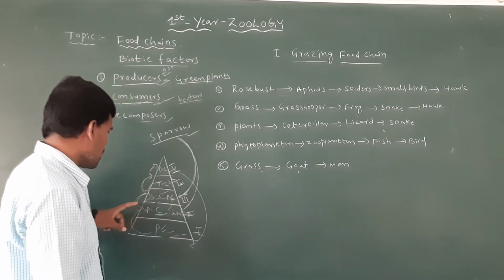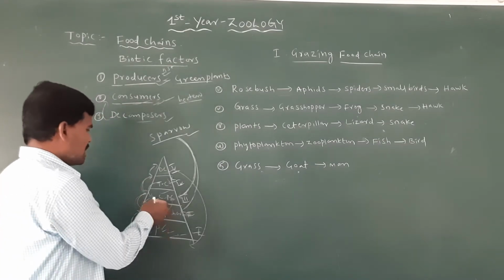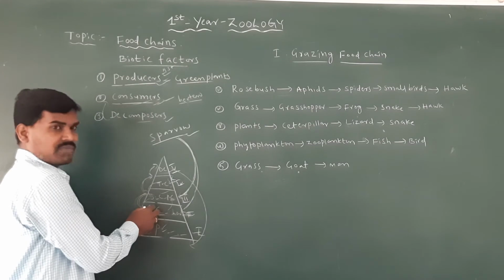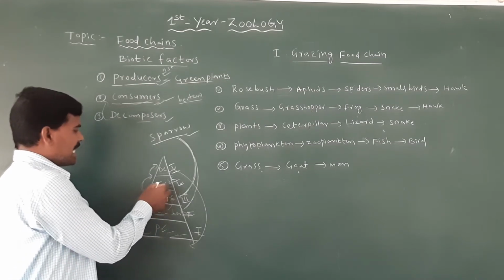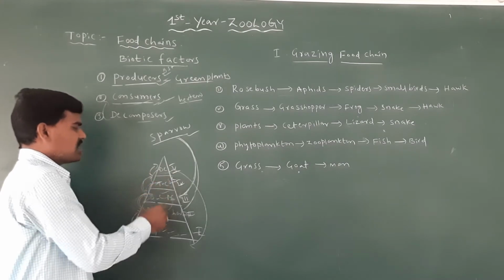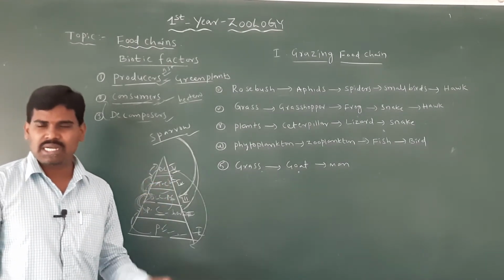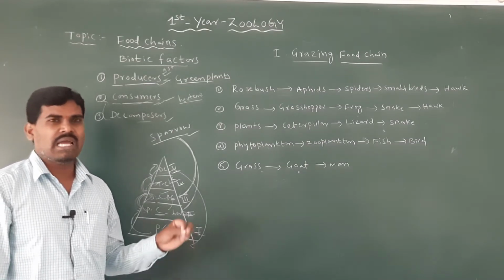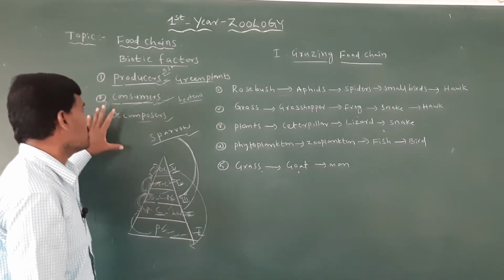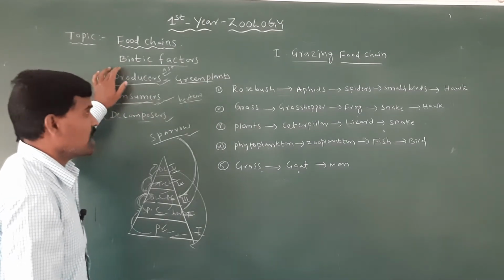Primary consumers depend on the producers. Secondary carnivores feed on the primary consumers. Tertiary consumers feed on the secondary consumers. Decomposers feed on the tertiary consumers, or dead bodies and dead animals. So this is the food chain in the biotic factors.